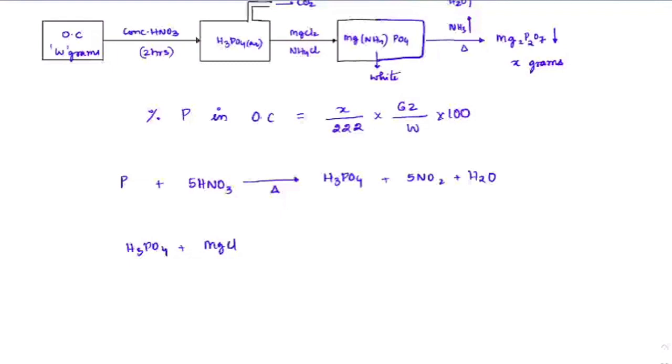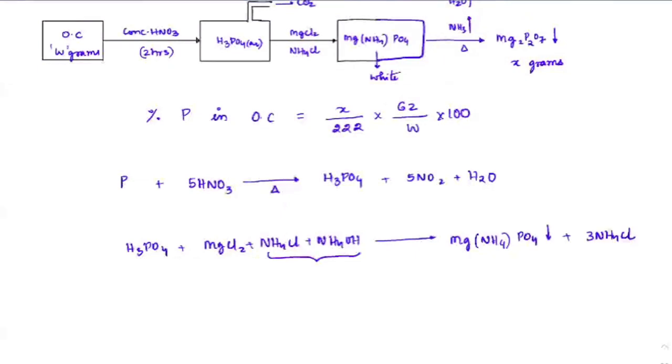NH4Cl always comes with NH4OH. Usually we take this as a buffer solution. You know the buffer solution, right? So we take this as a buffer solution and we get Mg NH4 PO4. This is the precipitate which is formed, and 3 moles of ammonium chloride is formed. Usually we take 3 moles of this.